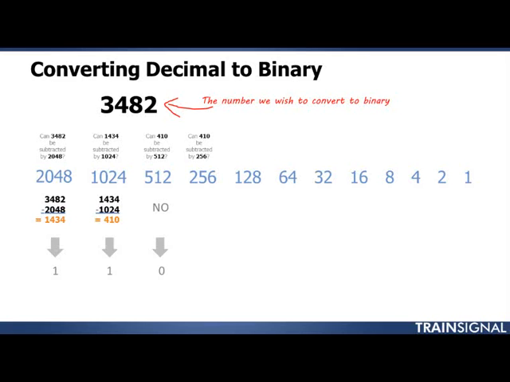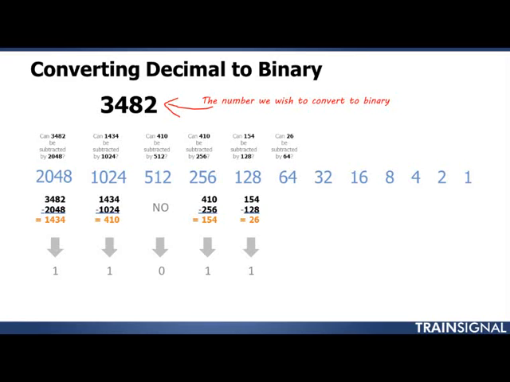And then we ask the same question of the next column. Can we subtract 256 from 410? Yeah. So we go ahead and do it. Do the formula. 410 minus 256 leaves us with 154. We put a 1 in that column. And then we move over to the next column and say, can we subtract 128 from 154? Yes, we can. So let's subtract it and put a 1 in that column. And we're left with 26 as a remainder when we subtract that away.